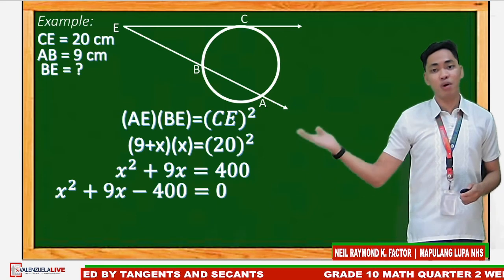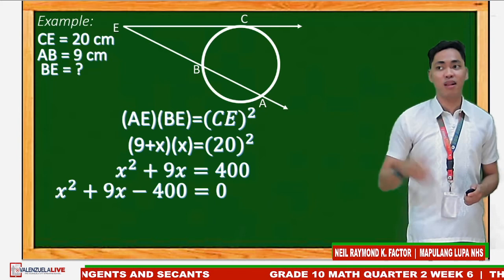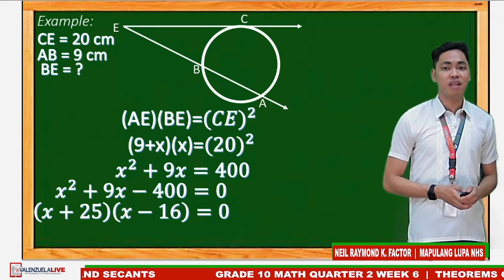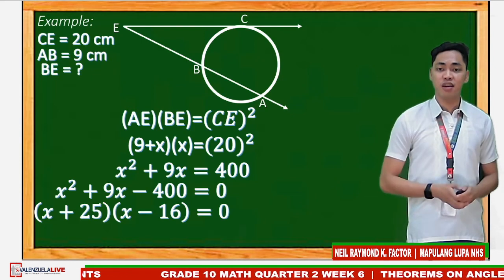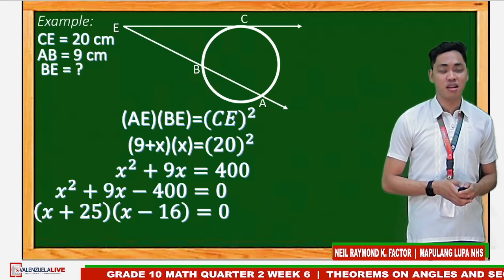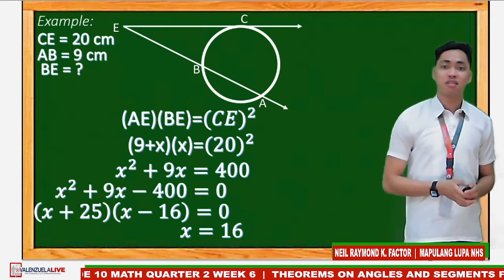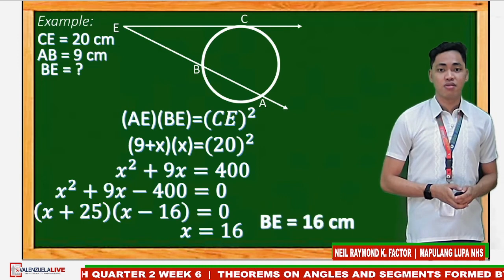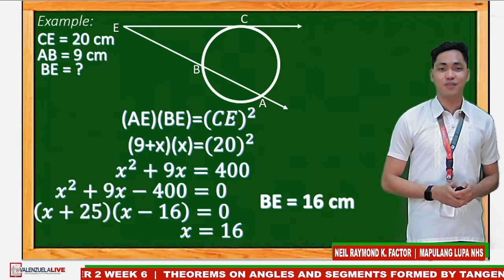Now this is a quadratic equation. You can use your factoring techniques to get the value of X. So we have (X plus 25) times (X minus 16) is equal to 0. Then we have two values for X here. We have X is equal to negative 25 and X is equal to 16. But we only accept 16, the positive, because we don't have any negative measurements. So therefore, the length of BE here is 16 centimeters.